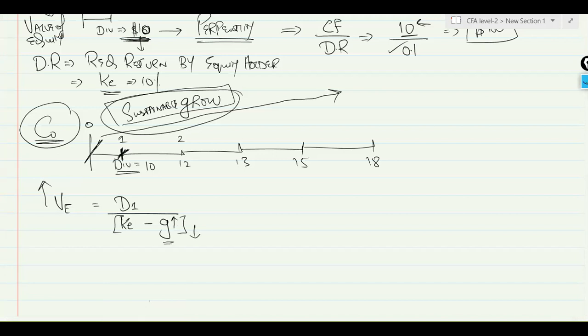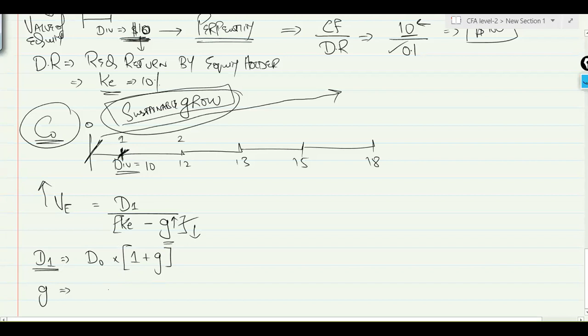Let's understand how key variables can be computed. Number one is D1. D1 simply means D naught multiplied by 1 plus growth rate. D naught means the current dividend. If I add up growth and multiply by that, I'll get the next year dividend. That's how I compute D1. The other factor is KE, or let's say we have growth. So let's understand how we can compute growth.